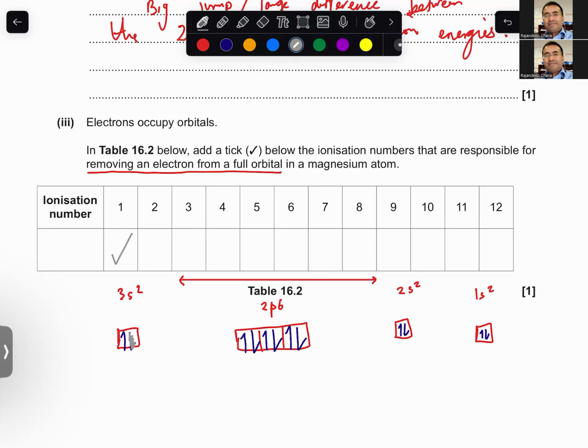Once you remove them, then you again are removing an electron from a full orbital. Then you're removing again an electron from a full orbital, again from a full orbital. Then you're not, which is these 3 remaining. And then you are removing again this one here, then you're not, and then you're removing it again, and then you're not. So you don't need to put crosses in, but these are the ticks that you'd give. Moving on.